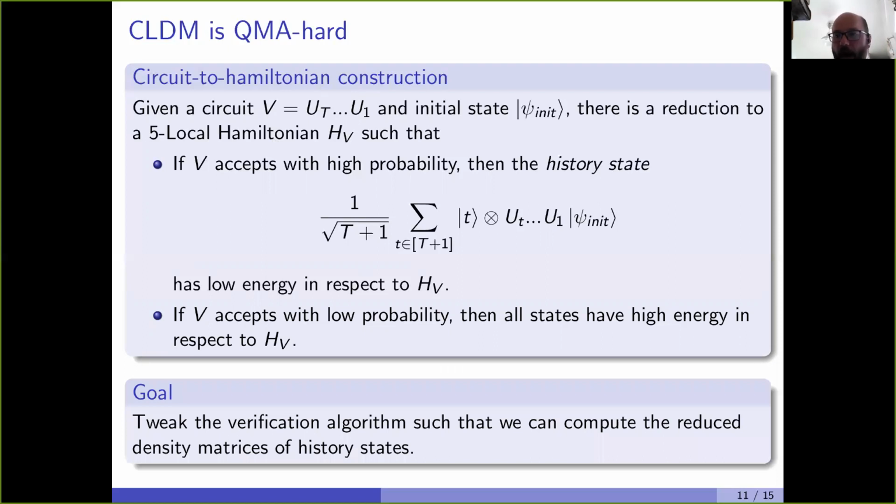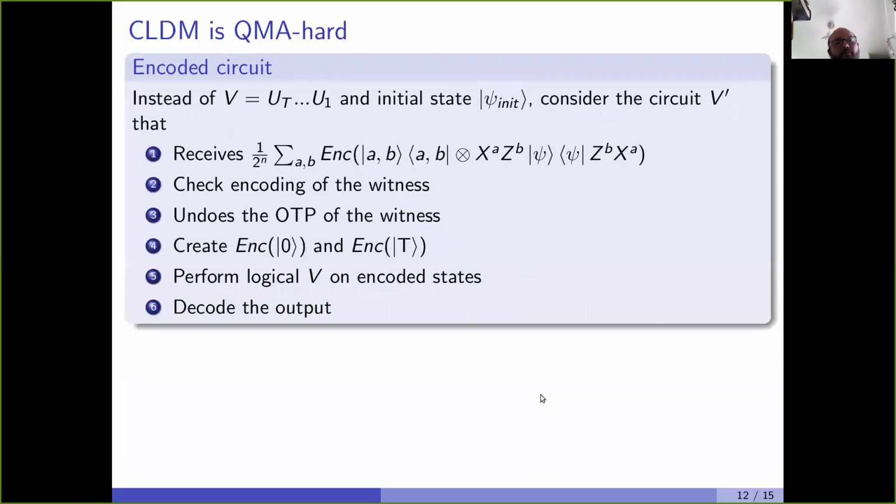And our goal here is to tweak this reduction from circuits to Hamiltonians in such a way that when you consider the Hamiltonian of this tweaked circuit, we have a history state whose density matrices are efficiently computable by a classical algorithm. And once we have this algorithm that computes them, we have our reduction from any QMA problem to consistency of local density matrices. And here is our tweaked circuit. So instead of running the circuit U1 up to UT in the clear, we consider a modification of V that will apply the computation on the encoding of psi naught and apply the encoded version of U1 up to UT.